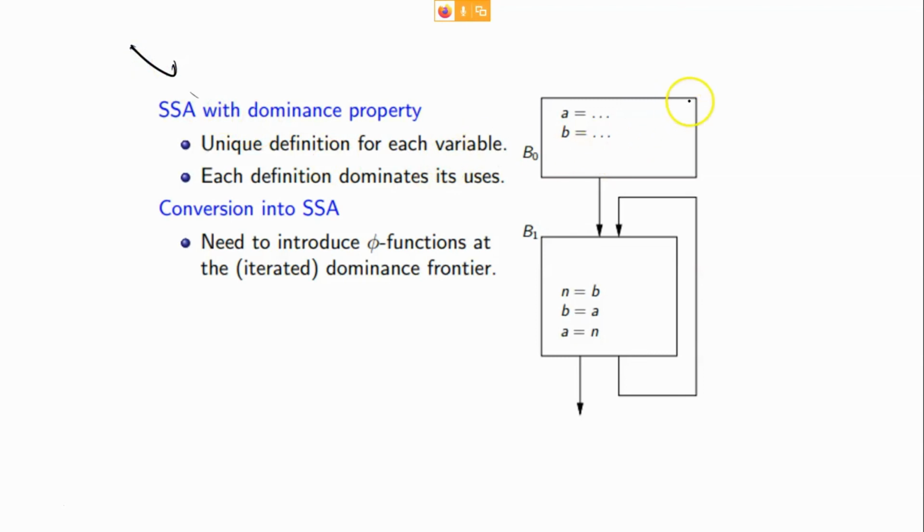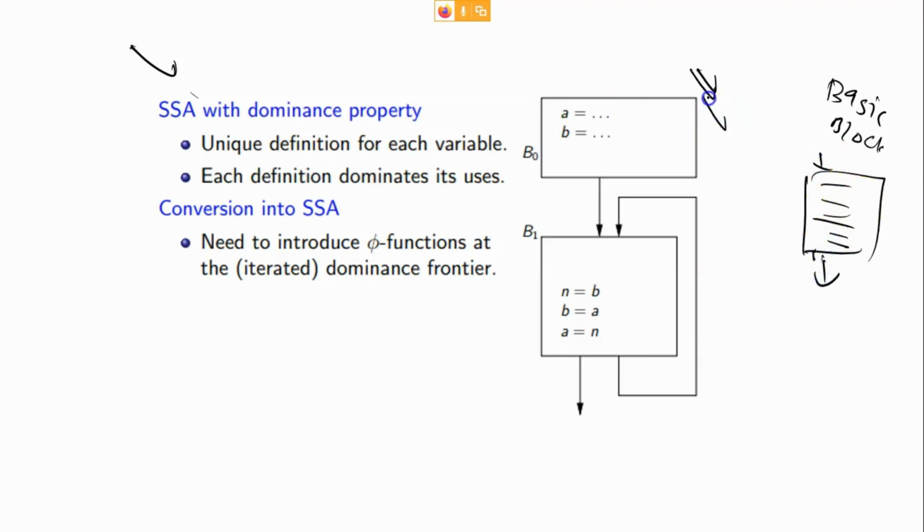In this you can see this is one basic block. You might already know what a basic block is. A basic block is nothing but a block with one entry point and one exit point. So for example, this is your basic block, this is the entry point and this is the exit point. Similarly, this is another basic block with its entry and exit points. Here you have the definition of A and the definition of B.